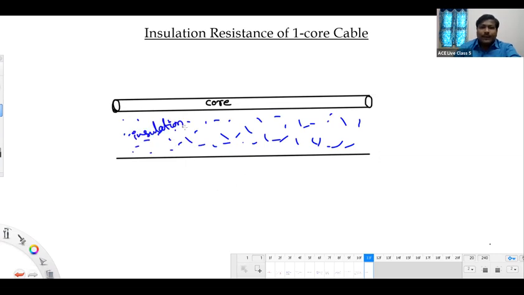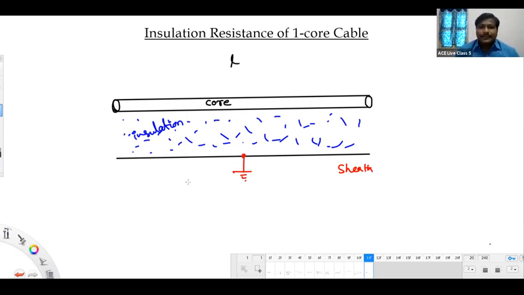This is the insulation. And this is a sheath, which is connected to ground, of course. And this is connected to ground at various places. The length of this cable is L.